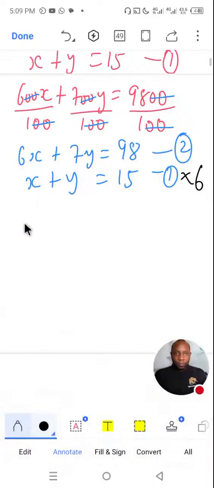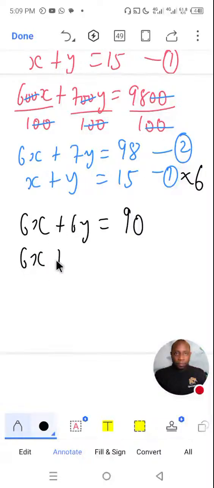6 times x is 6x. 6 times y is 6y. What's 6 times 15? Is that 90? Yeah, 90. So let's bring equation 2 under. 6x plus 7y is equal to 98. So we can subtract the equation. So let's subtract.